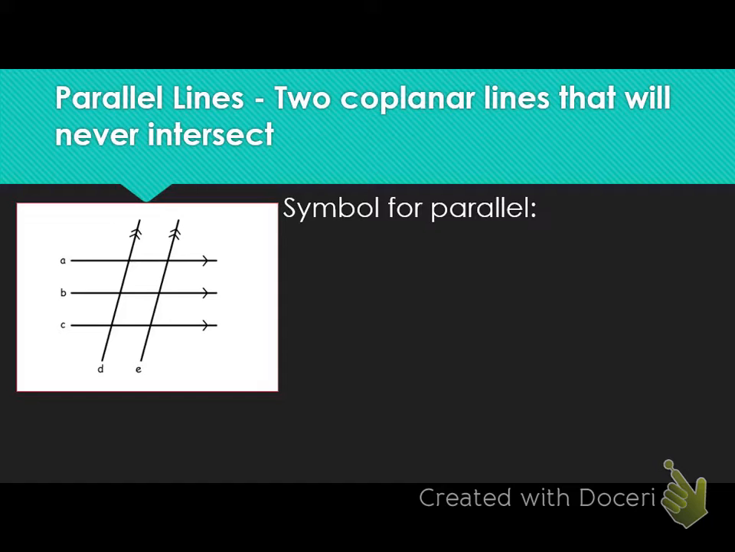So on this paper, you're writing it in. Two coplanar lines that will never intersect. What does coplanar mean? They're on the same plane, and they will never, ever, ever intersect. Go ahead and draw the picture that you see. Two lines going down and to the left.